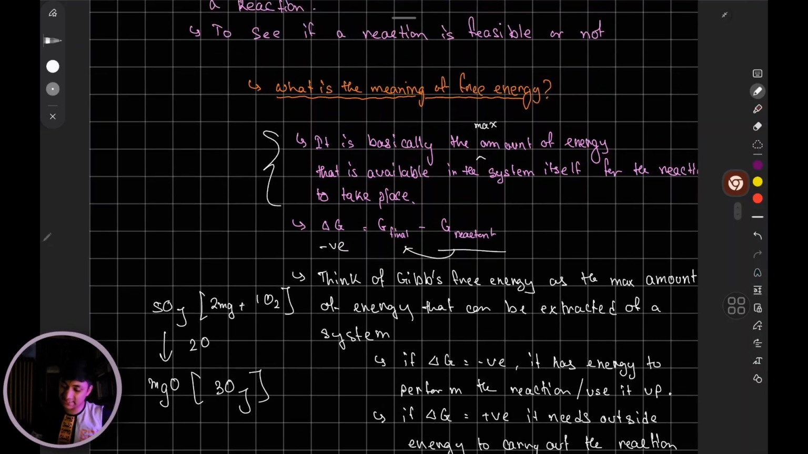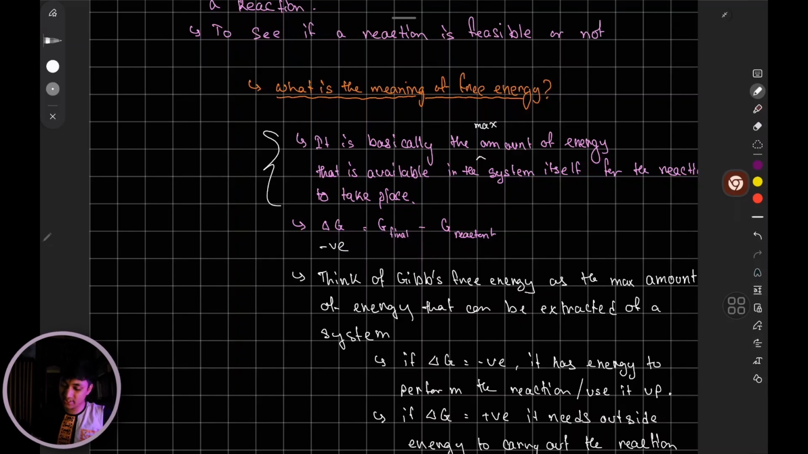If you plug these values in the equation, the Gibbs free energy final, that is the Gibbs free energy of the products, is going to be 30 joules minus the sum of Gibbs free energy of the reactants, which is 50 joules. That is going to give you negative 20 joules. That means energy was lost. Where was it lost? In forming the products, in carrying out the reaction.